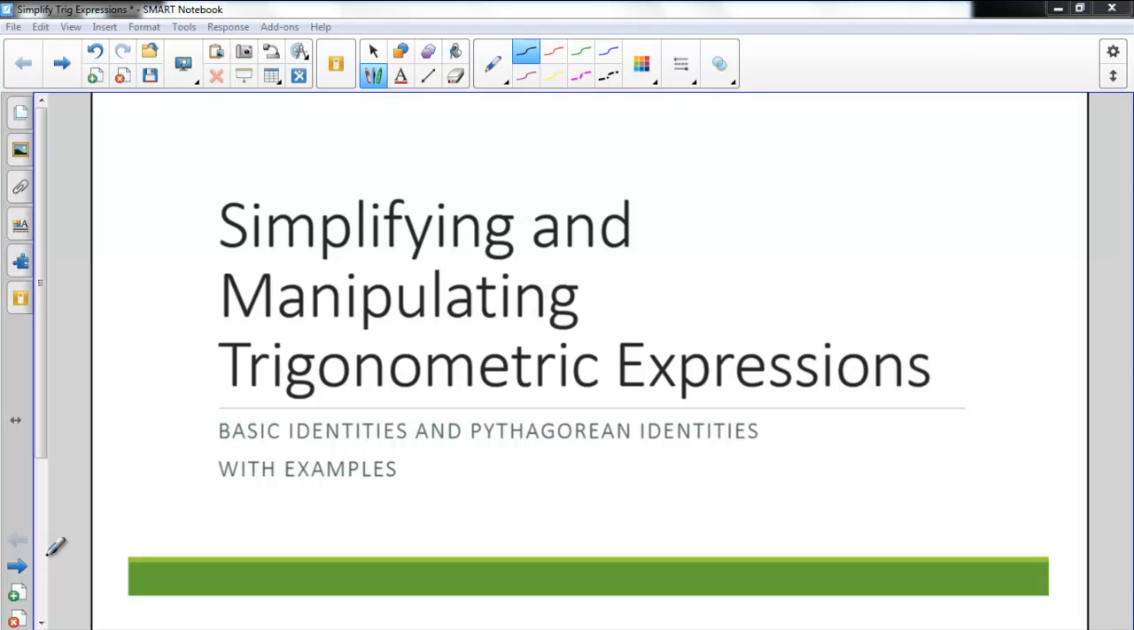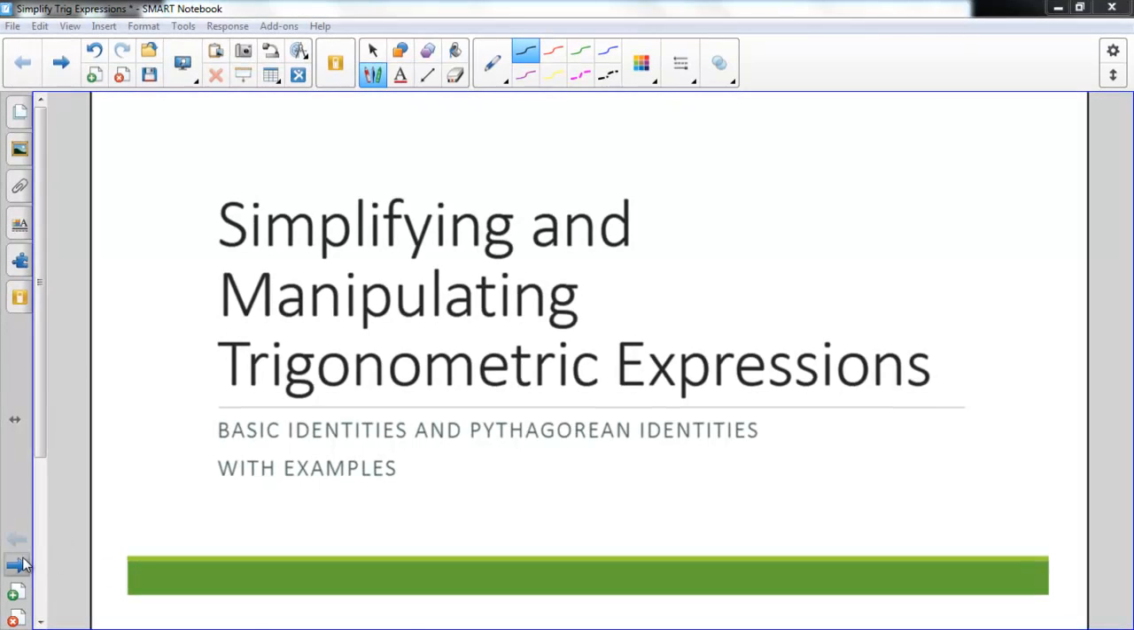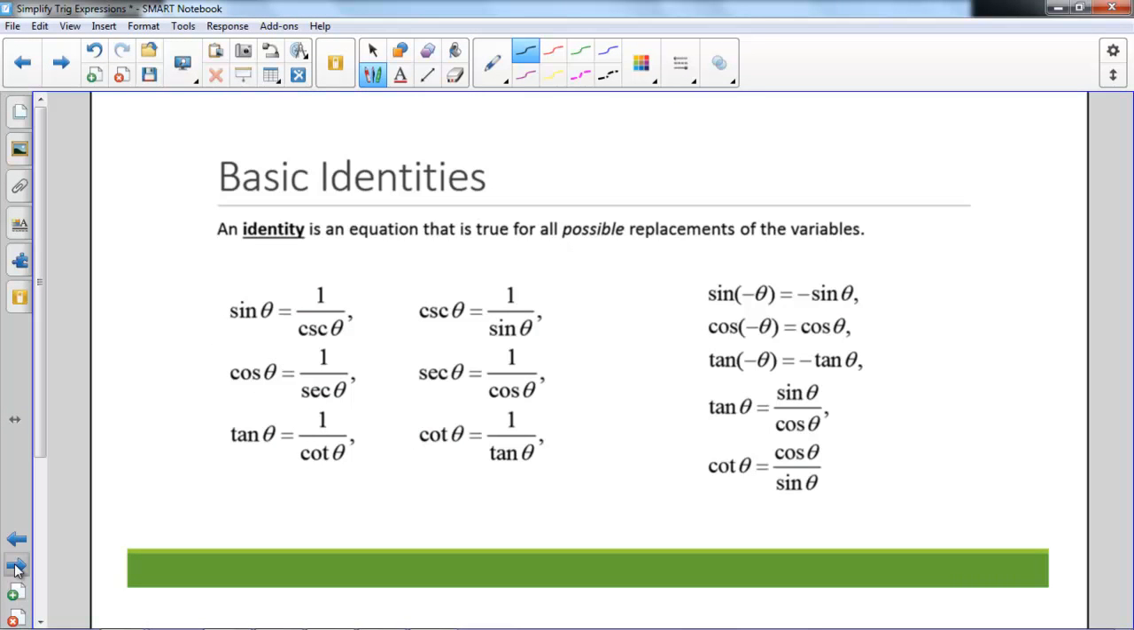In this video, we're going to talk about simplifying and manipulating trigonometric expressions. We're going to look at basic identities and Pythagorean identities. Okay, here are the basic identities that we have. An identity is an equation that is true for all possible replacements of the variables.